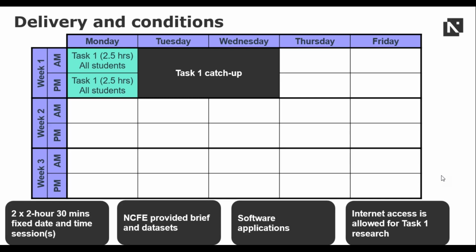Task 1 is the only task that internet access is permitted for, as the students need to perform research. NCFE will provide data sets relevant for the task, and students will need access to suitable software. And if you use Google or similar online applications, then remember that students don't have internet access for Task 2, 3, or 4, so it will need to be available offline too for students to use.